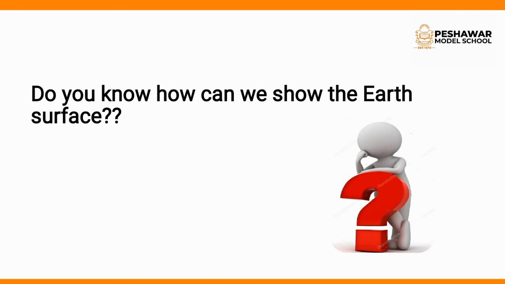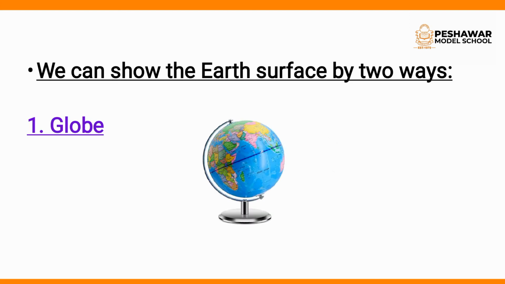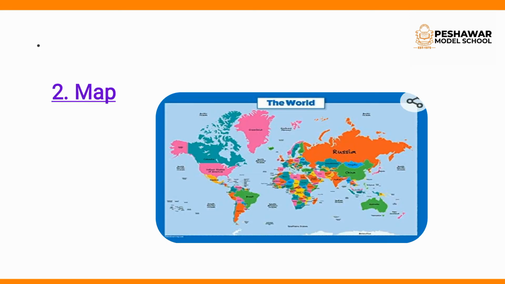Do you know how we can show the earth's surface? If we want to show the earth's surface on a flat sheet of paper or on a model, how can we show it? We can show the earth's surface in 2 different ways. The first way is a globe and the second is a map.